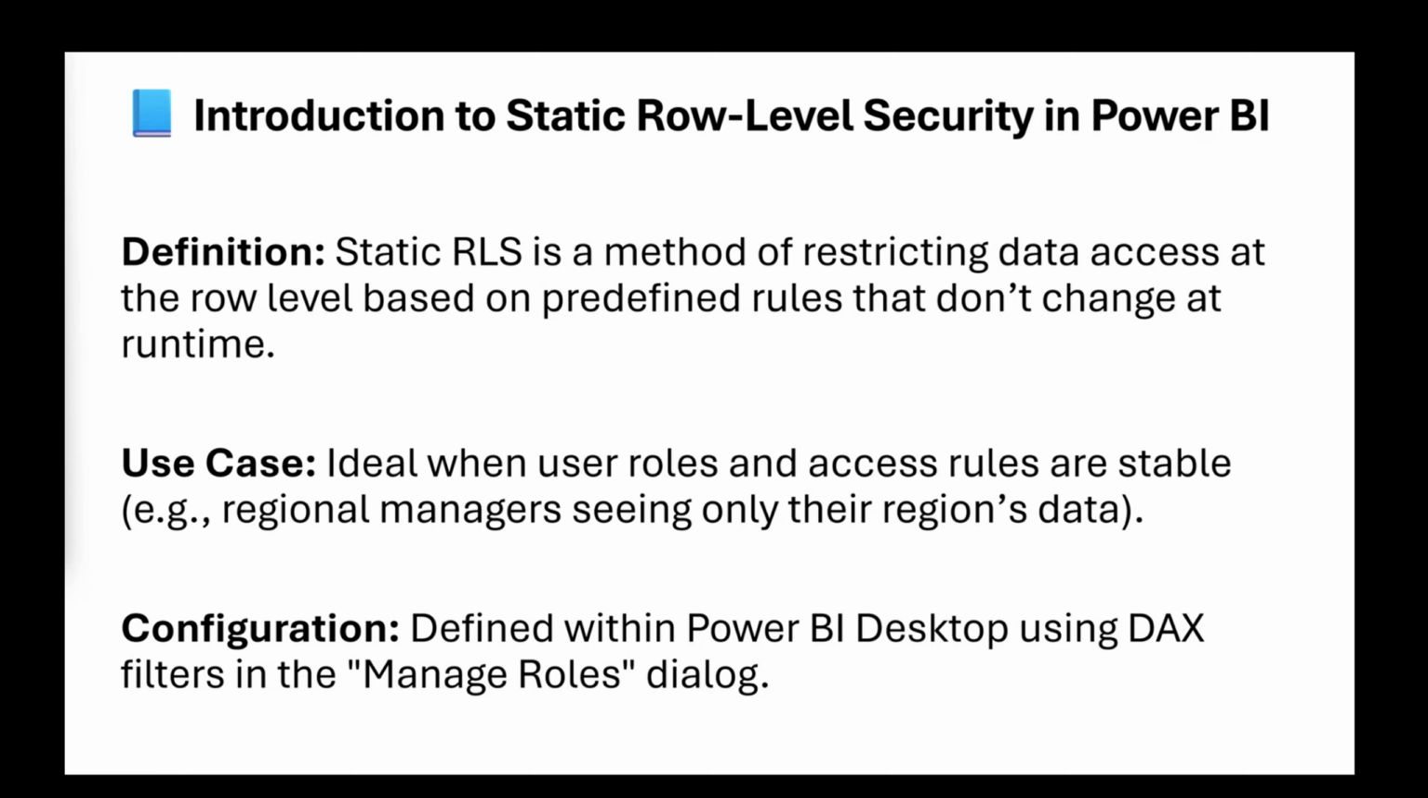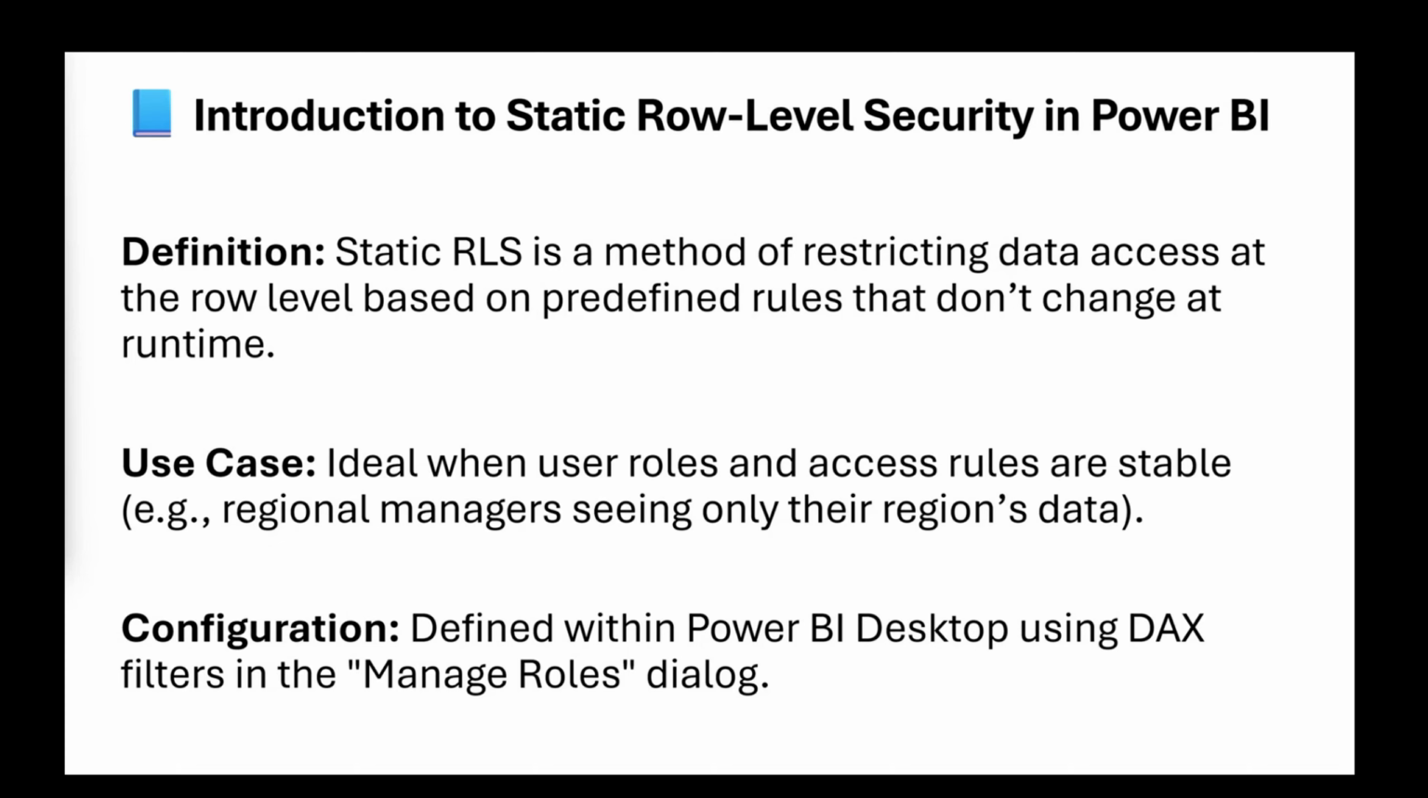So when we restrict data access at the row level based on predefined rules, what we are saying is that we are the ones that are going to define the rules. For example, we create a role and we say the role is equal to West. It means that everybody in that role is going to see only information related to West, and that doesn't change at runtime.